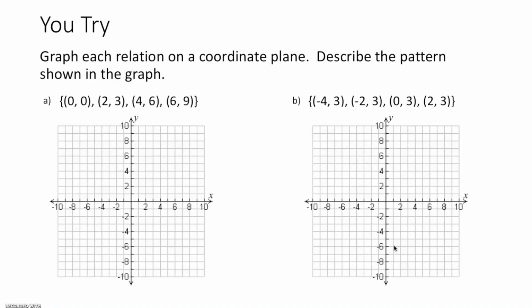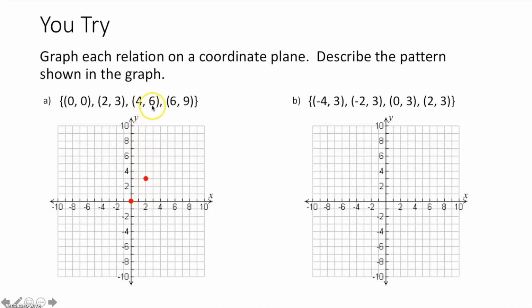You try. Okay, for the first one, again, 0, 0. We're going to graph this. So 0, 0, that's our origin. So we're going to put a point at where the x-axis intersects the y-axis. Now 2, 3. This is our x-coordinate. This is our y-coordinate. So we're going to go over 2 on the x-axis and then up 3 on the y-axis and put a point.